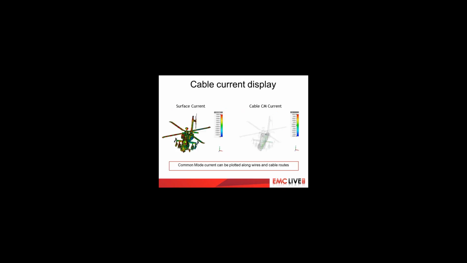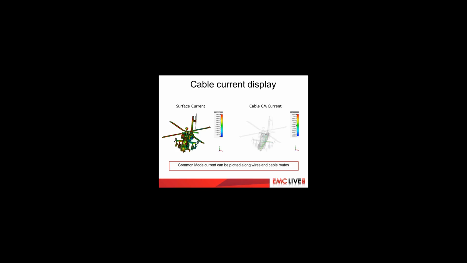Another nice feature of this simulation is that we can display the surface current flowing on any conducting paneling of the aircraft, as shown on the left. This allows us to see any hot spots in the current and, again, to detect resonance effects. But we can also display the common mode current that is induced on the cable systems, as shown on the right. The color code is showing the intensity of the current. So red is very strong current, blue is low current.